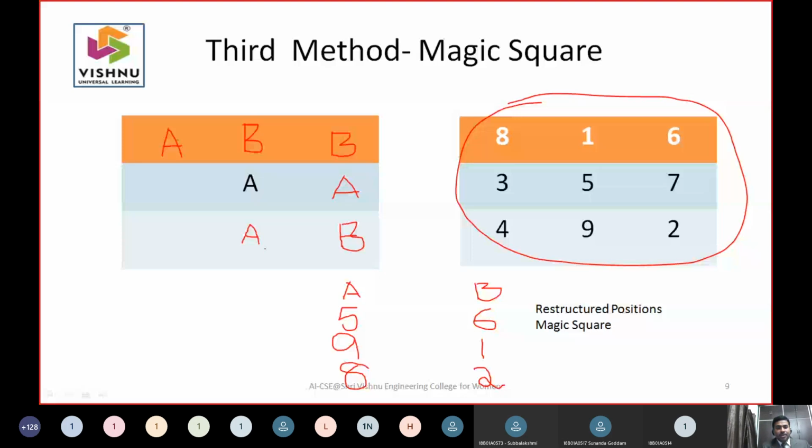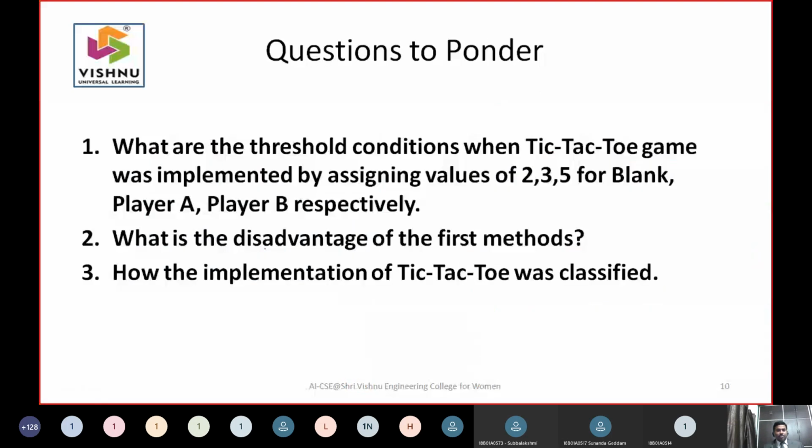And we go to the next slide. Like this can be answered by somebody. This is already answered by so many people. What are the threshold conditions when the tic-tac-toe game was implemented by assigning values 2, 3, 5 for a blank, player A, and player B? 18 and 50. What is the disadvantage of the first method, which is representing the tic-tac-toe game in terms of ternary number?